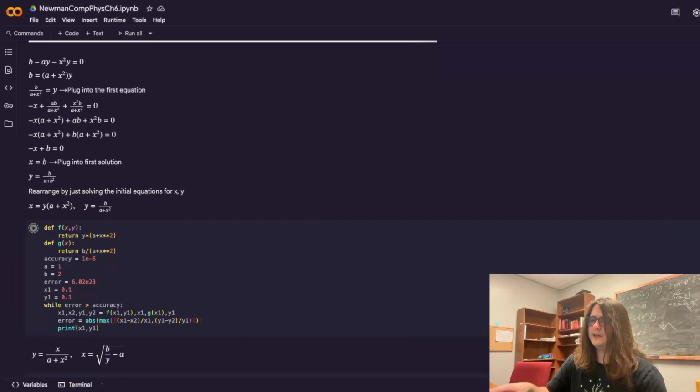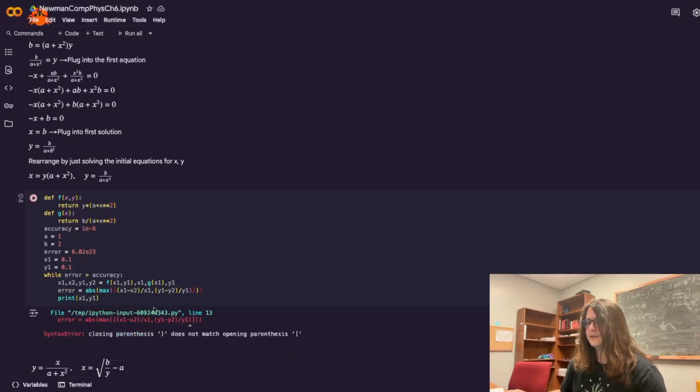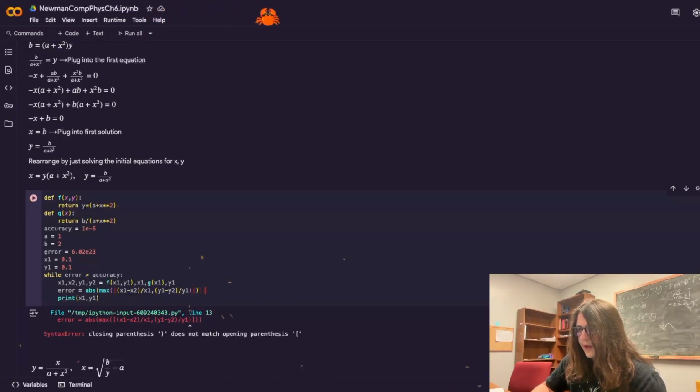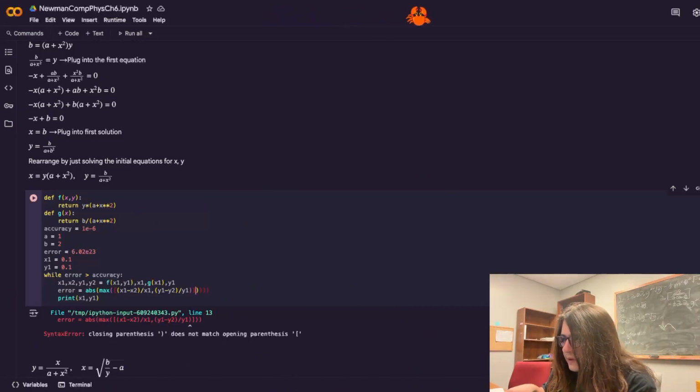And we're going to see that, oh, closing parentheses doesn't match. Get rid of a parentheses, or maybe add parentheses. That's not working. This parentheses works. Why does it not like this list here? Oh, because this parentheses is there. Okay, that looks good. And then get rid of those.